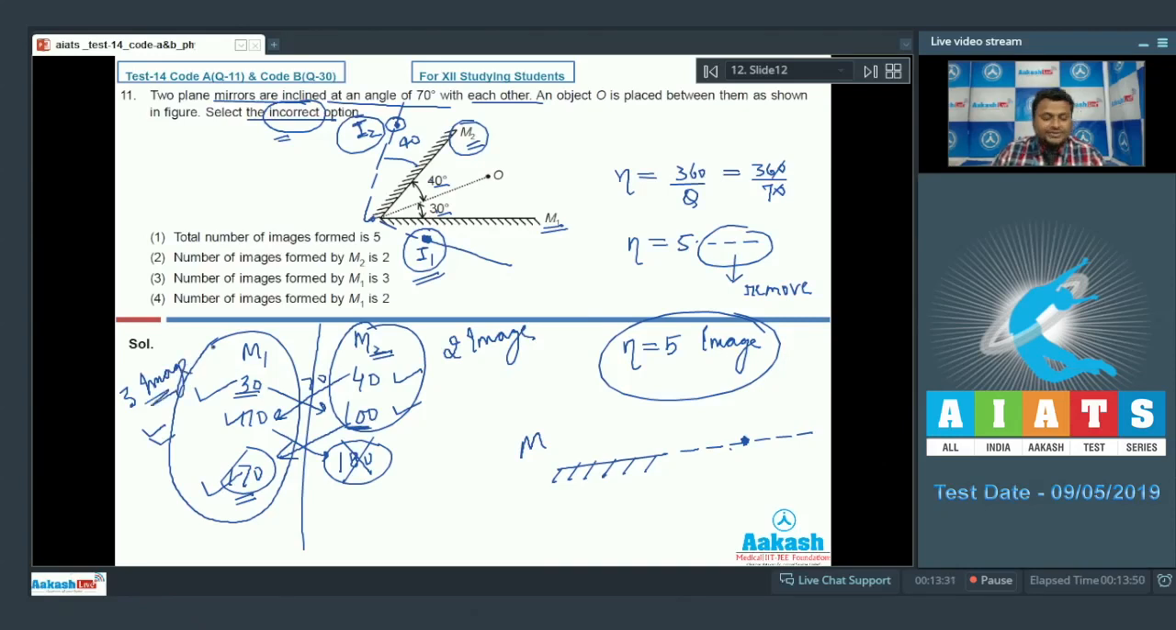Now let's read the options. Total number of images formed by M2 is 2, absolutely correct. Number of images formed by M1 is 3, this is also correct. 4. Number of images formed by M1 is 2. Yes, we have to pick the wrong option, so we will go with option number 4. Option number 4 we can go with, absolutely correct. Now move on to the next, that is number 12.